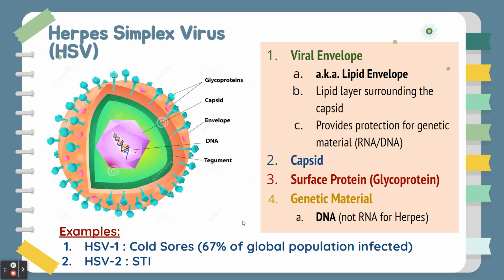Similar to adenovirus, HSV has surface proteins. We're going to call them a glycoprotein for HSV, a capsid, and genetic material. For HSV, note that the genetic material is DNA, not RNA. HSV only has DNA. In addition to these components, HSV also has a viral envelope. This is a lipid bilayer surrounding the virus. It facilitates host cell entry and allows the virus to evade being detected by the immune system.